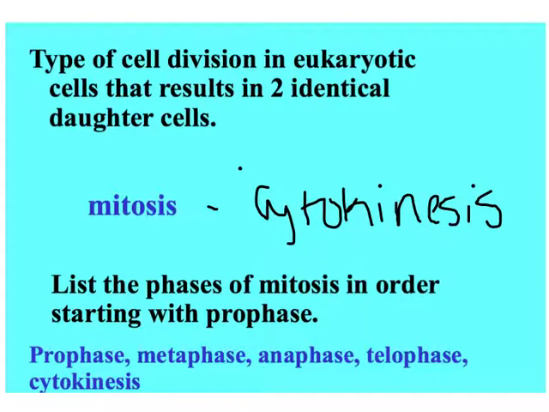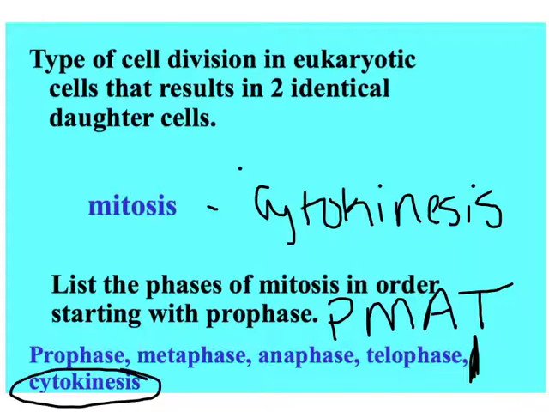List the phases of mitosis in order starting with prophase. Remember PMAT: prophase, metaphase, anaphase, and telophase. This is where it stops. This is the end of mitosis. Cytokinesis is its own thing. So cytokinesis happens after mitosis ends. And remember, that's the division of the cytoplasm. And mitosis is the division of the nucleus.